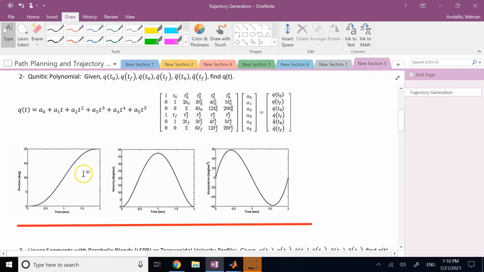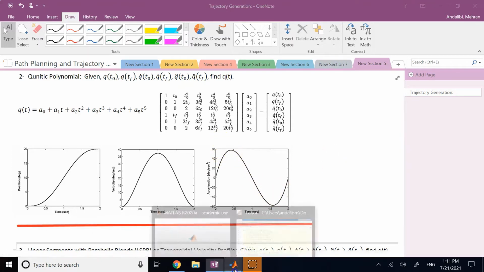And now if you look at, for example, position for a specific set of numbers, you see it is a fifth order. Now it might look like a cubic. It might, yes, depending on your initial and final Q and initial and final time. And then you have the velocity, which has some max velocity, and you have some acceleration, which has some, again, max and min values. So here I'll show you a demo of that.